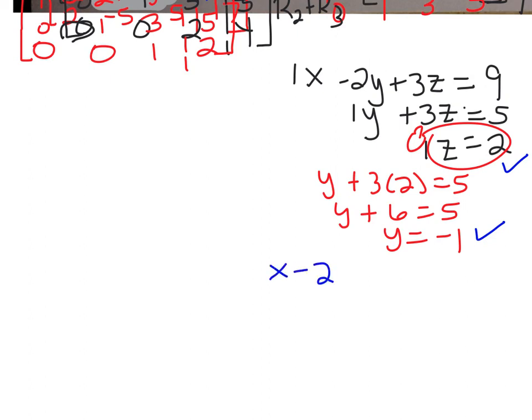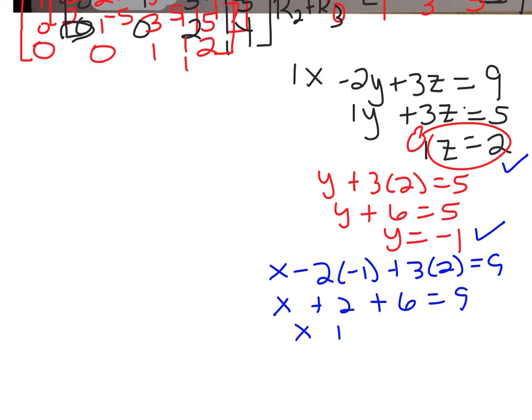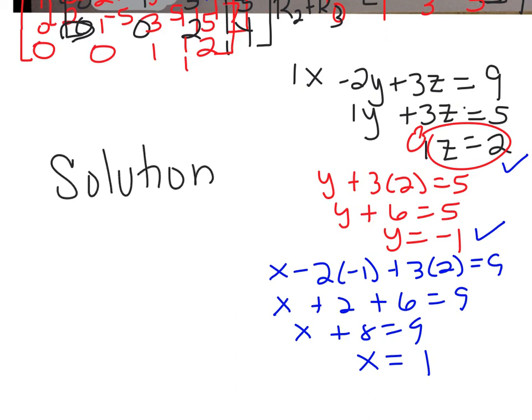So it's x minus 2 times y, which is negative 1, plus 3 times z, which is 2, equals 9. X plus 2 plus 6 equals 9. X plus 8 equals 9, minus 8, x is equal to positive 1. So my solution is x is 1, y is negative 1, and z is 2.